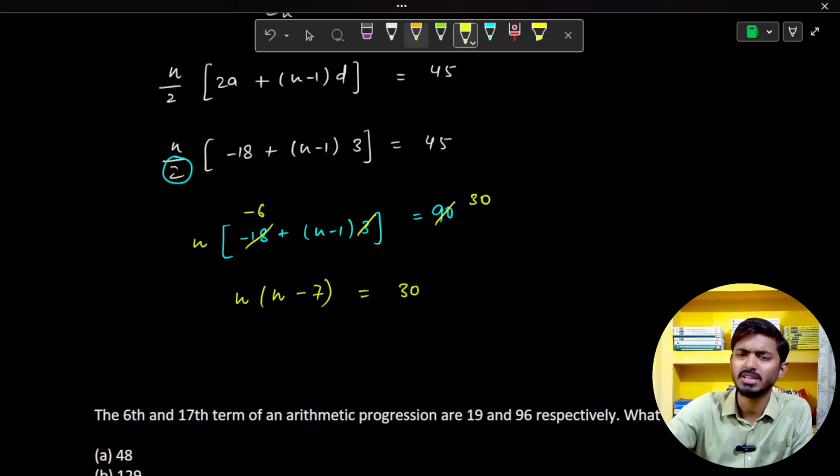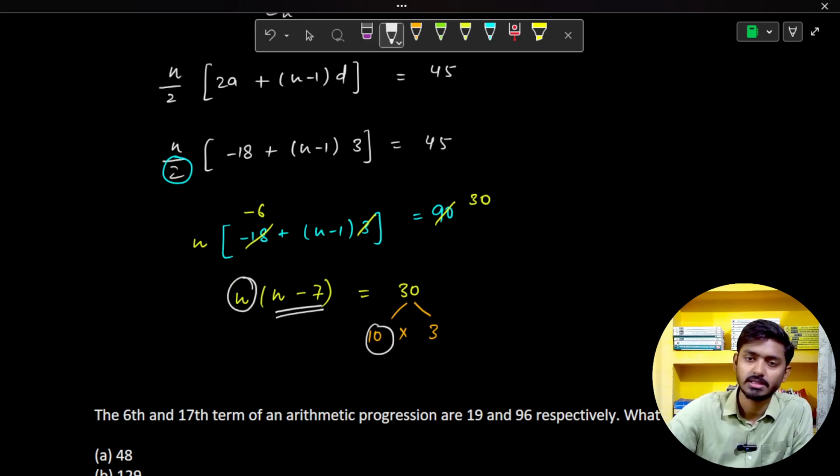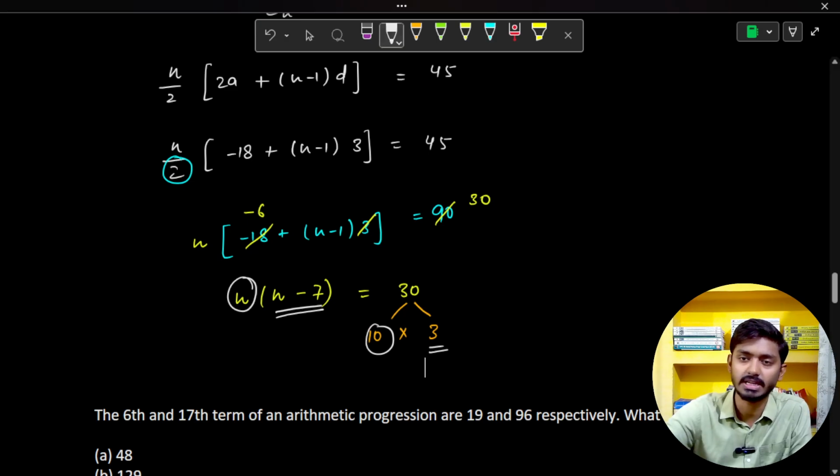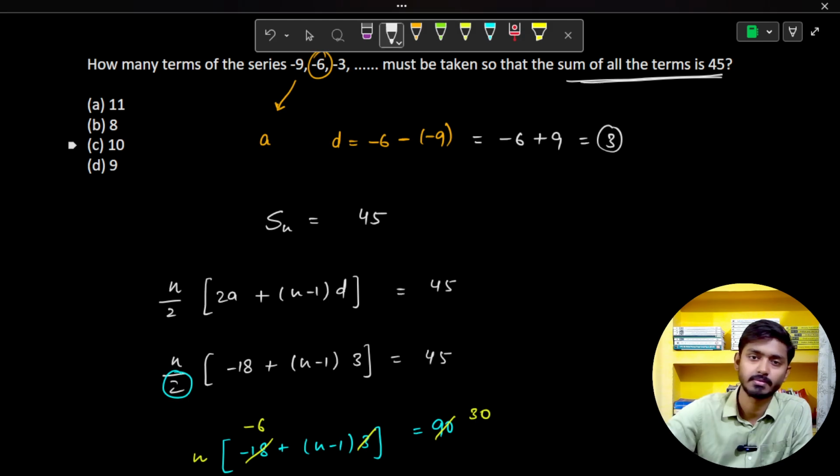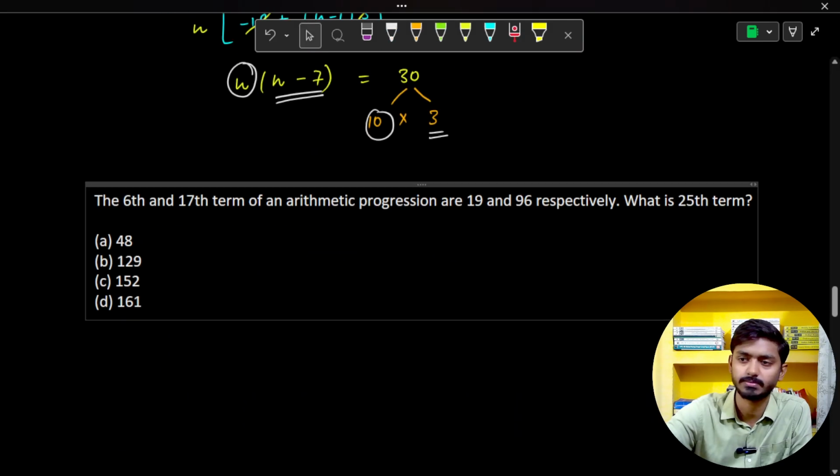Now, you don't need to solve it completely. You can very clearly see I can write this as 10 times 3. The value of n would become 10. Similarly, n minus 7 would become 3. Right? So the value for n is 10. That is how we solve such questions. Next question.